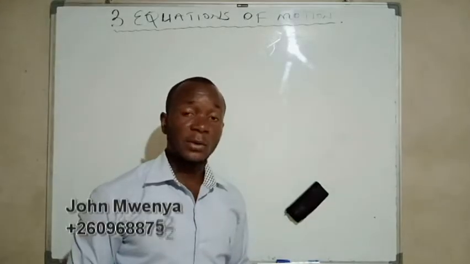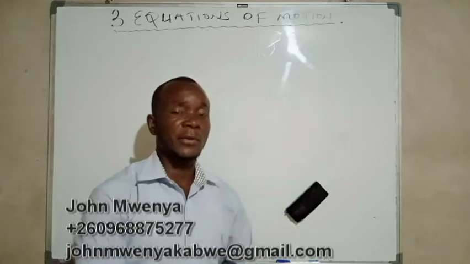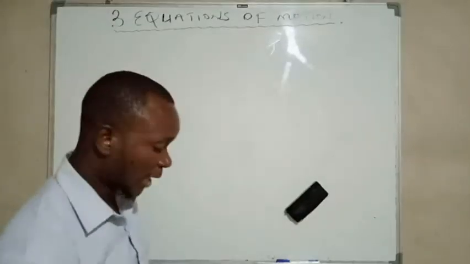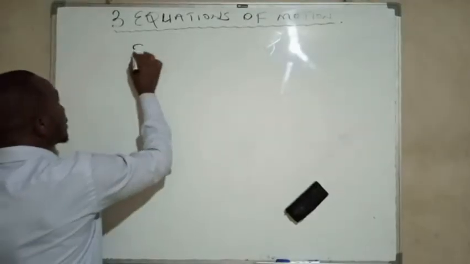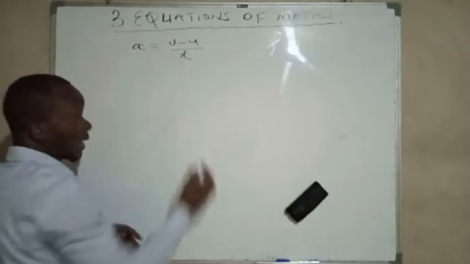Welcome. In this video, we are going to derive the three equations of motion using the basic equations that we know. So the first equation that we're going to use is the equation for acceleration, which is a is equal to v minus u over t.